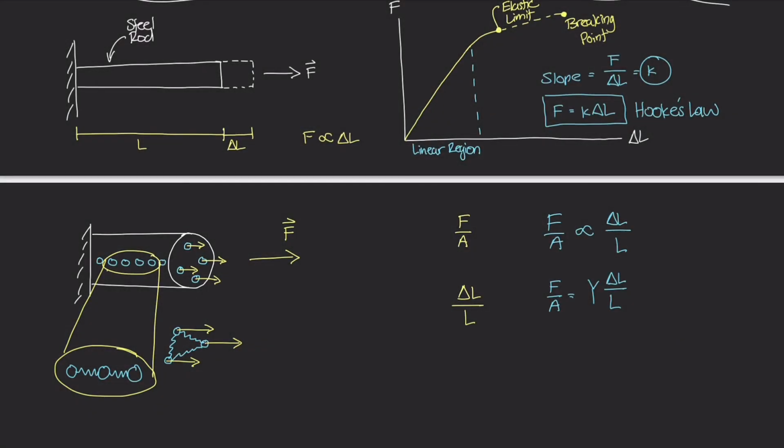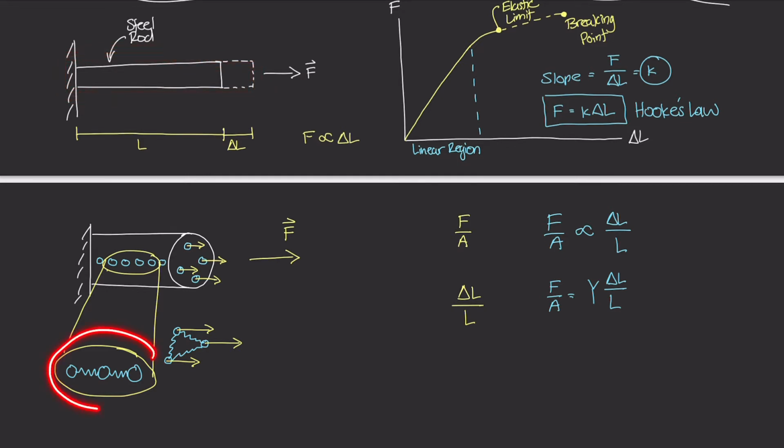Okay, let's keep talking about this relationship that we found in the last video. This was really a relationship that stated this F over A ratio is directly proportional to this delta L over L by a proportionality constant Y, which we called Young's modulus. The important point on Young's modulus is that unlike k for Hooke's law, Y does not care too much about the geometry and the composition of the material.